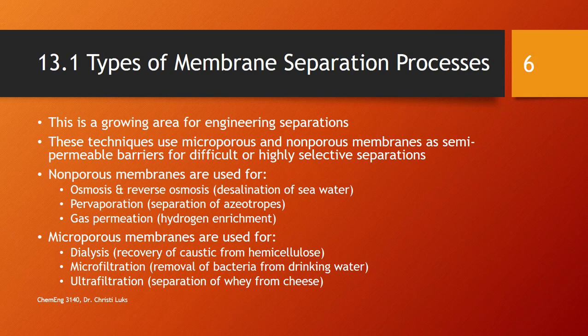Now, we've talked a little bit about porous and non-porous solids earlier in the course when we were talking about diffusion and when we were talking about drying. The non-porous membranes are going to be useful when we talk about osmosis or reverse osmosis. The primary application there is desalination of seawater. Pervaporation is useful in separating azeotropes, or gas permeation, one application of which is hydrogen enrichment so that you can move hydrogen into a very pure gas phase.